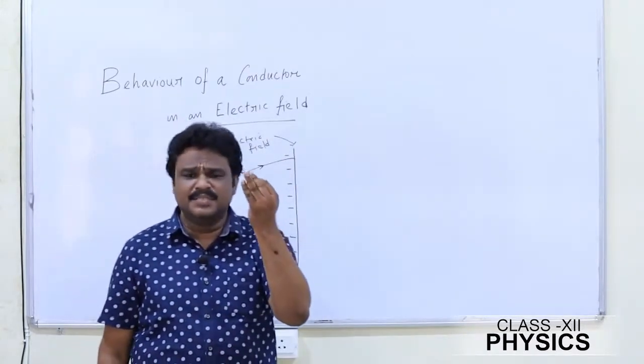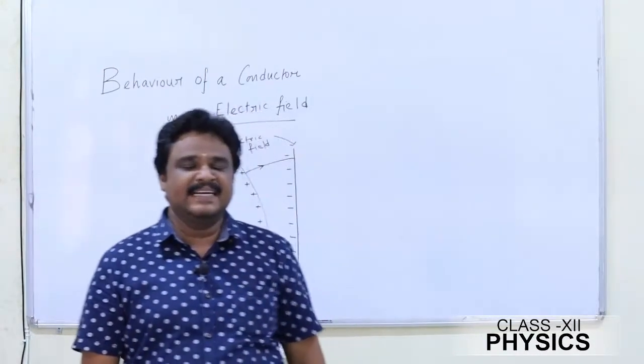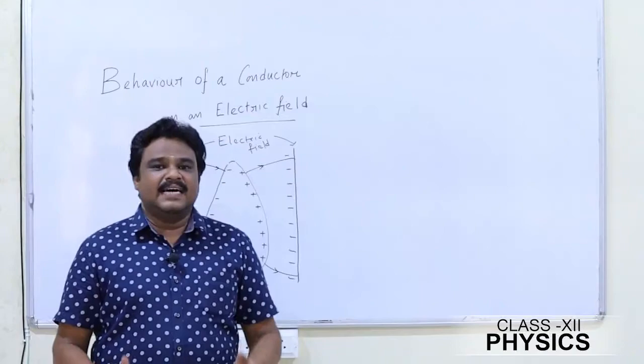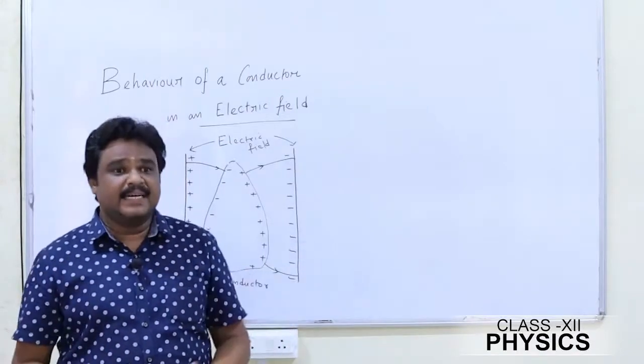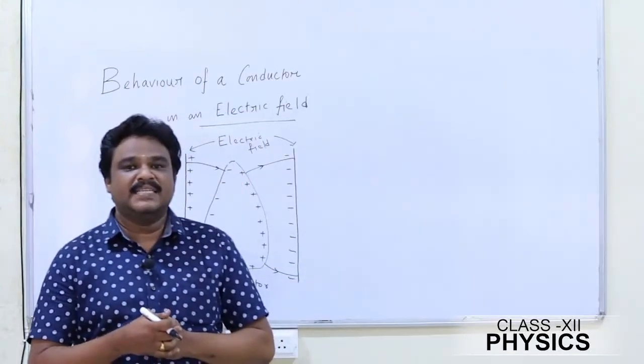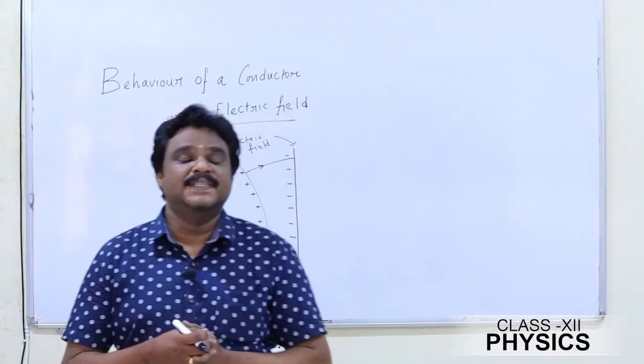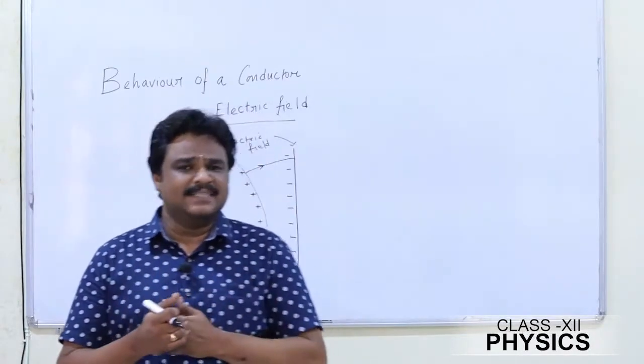I am going to get into the third characteristic property. When a conductor is charged, the acquired charges only reside at the surface of the conductor. Once again, when I charge a conductor, the acquired charges only reside at the surface of the conductor. So how can we justify this?